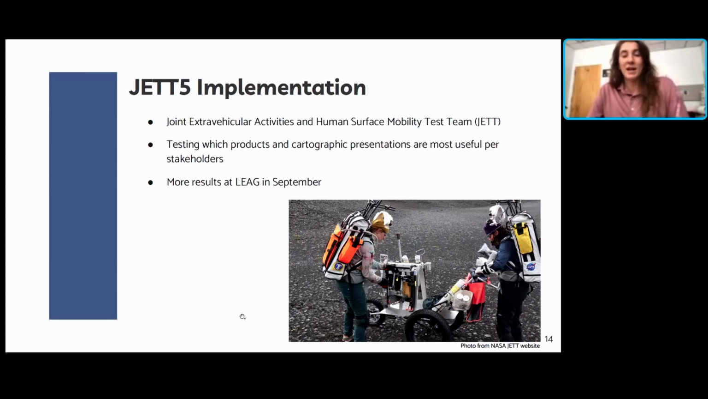As a shout out, and I think Kelsey mentioned this, JET 5, the Joint Extravehicular Activities and Human Surface Mobility Test Team, implement number 5, is testing which of these products is useful and how to present them to different parts of that flowchart that she showed. And I look forward to presenting more information about this at LEAG in September. Next slide, please.